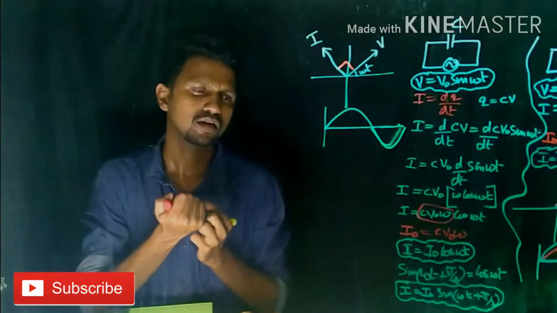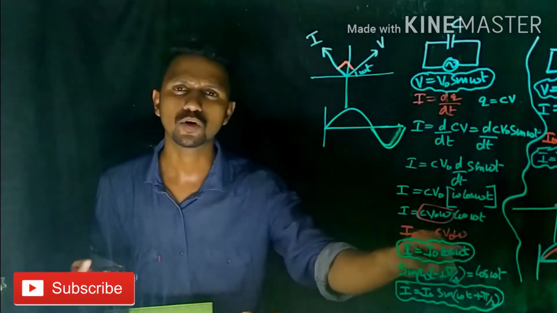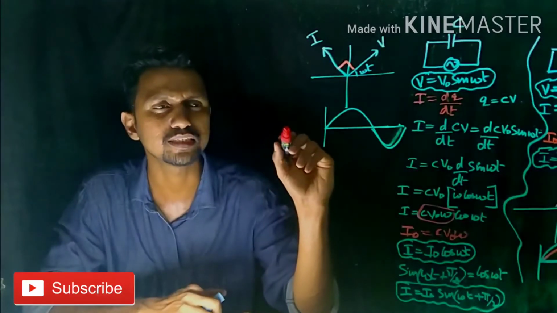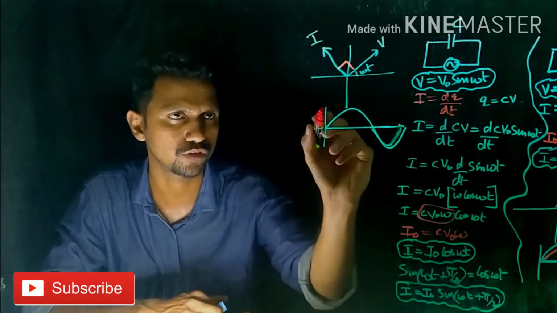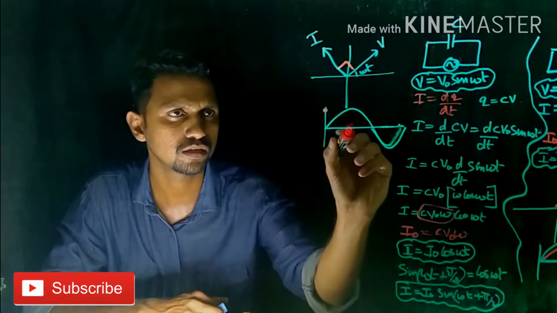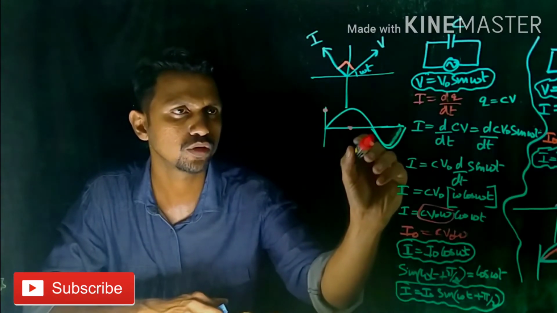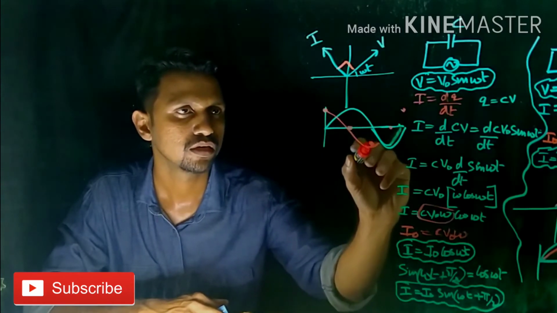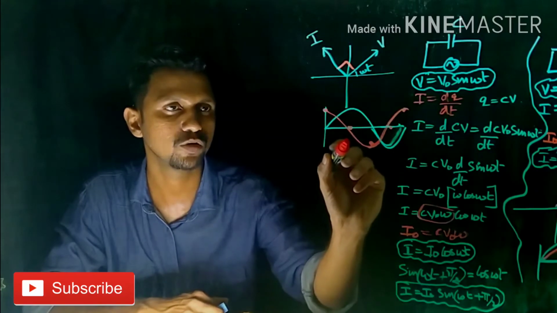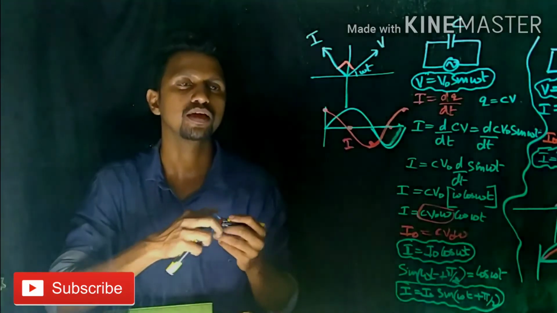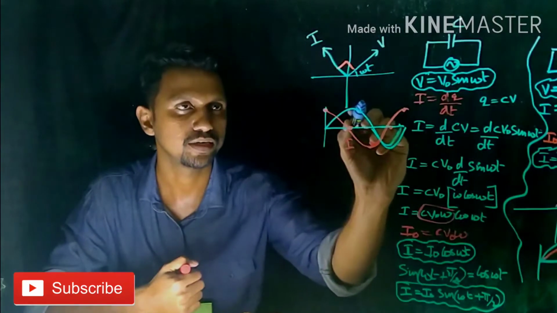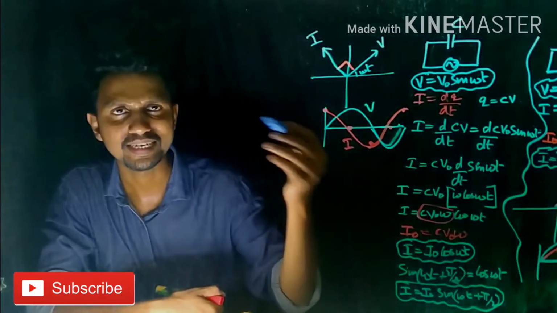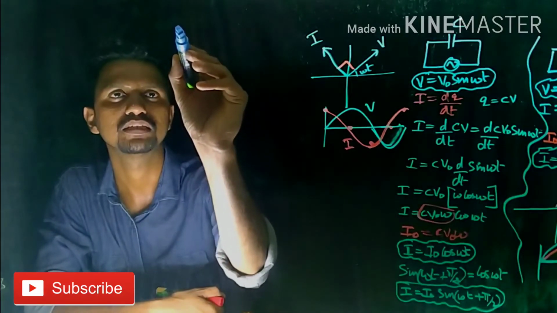Then look clearly, current is a cosine function. If current is a cosine function, we all know the wave representation of a cosine function. It will start from here, it will move through points like this, and if I am drawing the wave, it will be like this. The red one is the current wave and the blue one is the voltage wave. In a similar manner, let's have the next circuit, that is a circuit like this.